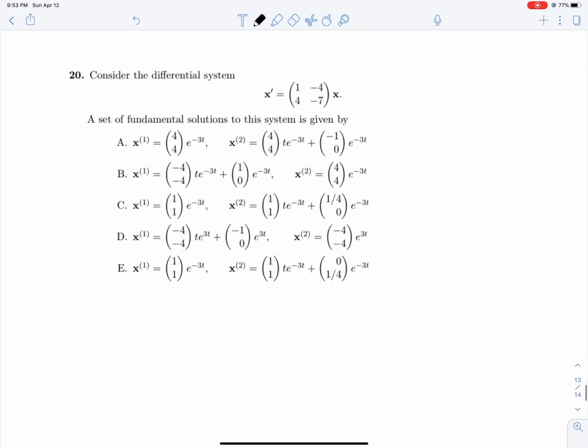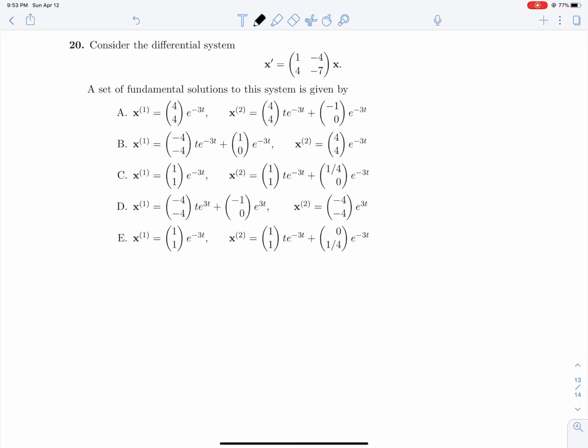20, let's consider this differential system. We're trying to find the fundamental solutions of this system. And because we're seeing t multiplied by some eigenvector and e to some eigenvalue t, we know that we're going to have a multiple eigenvalue here, and that we'll need to find a generalized eigenvector to fix our defective system.